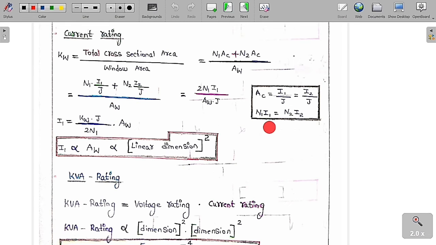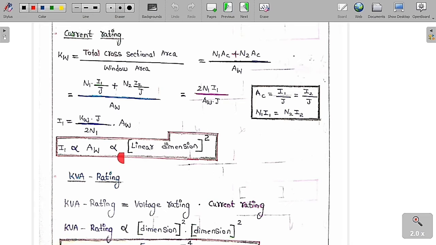The MMF is always equal, so N1 I1 is equal to N2 I2. If you solve this, we get 2 N1 I1 by AW into J. With simplification and rearrangement, we get I1 equal to KW into J into AW by 2 N1. Now you can see clearly that the current rating is directly proportional to the area of the window.